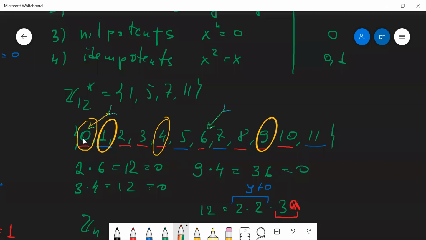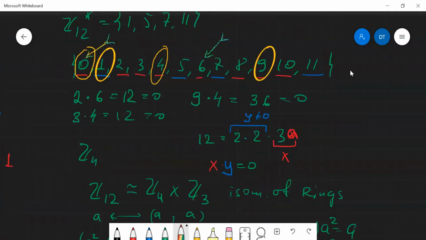If you raise 0 to the first power, it's 0. If you raise 6 to the second power, it's 36. It's divisible by 12, so it's 0. And these are the only nilpotents here. So let me show you how to compute this using the Chinese remainder theorem.